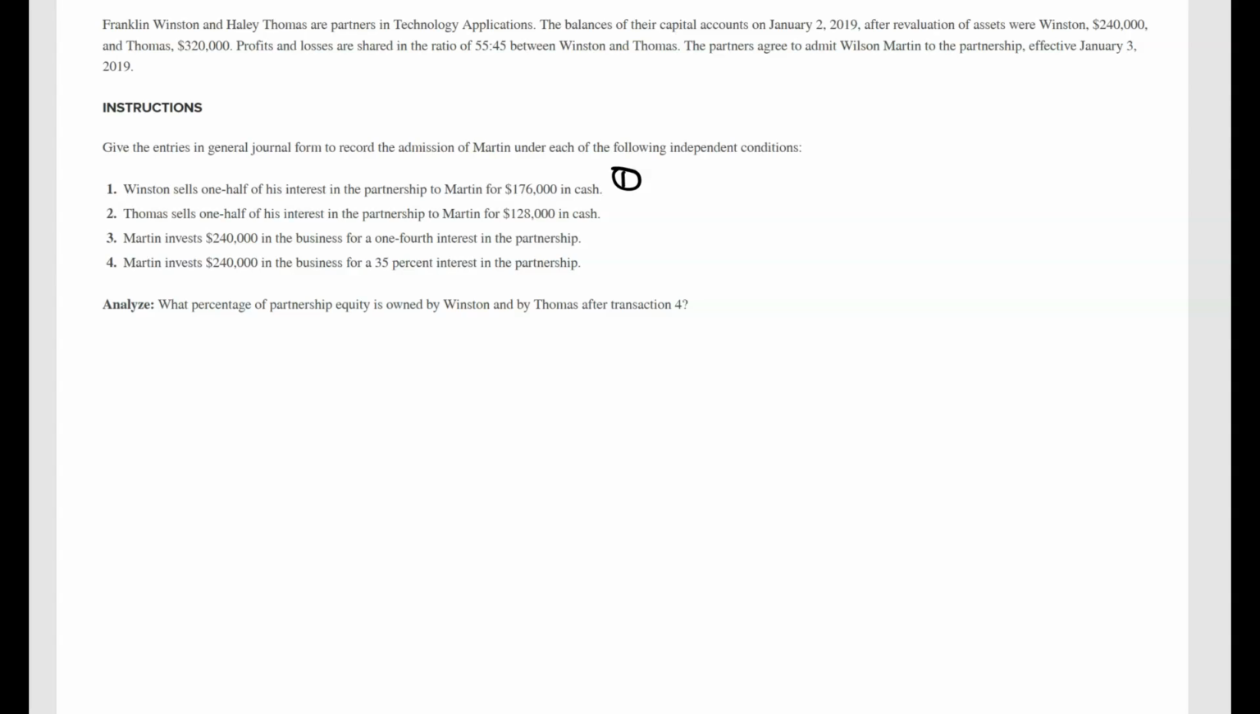Okay, the fact that he sold it to him for $176,000 doesn't mean anything to the business. That is a personal, private transaction between the two of them. The only thing that we need to record as the business is half of the interest going from Winston to Martin. And if Winston has $204,000 in his capital account and half of it is going to Martin, then that is $120,000.